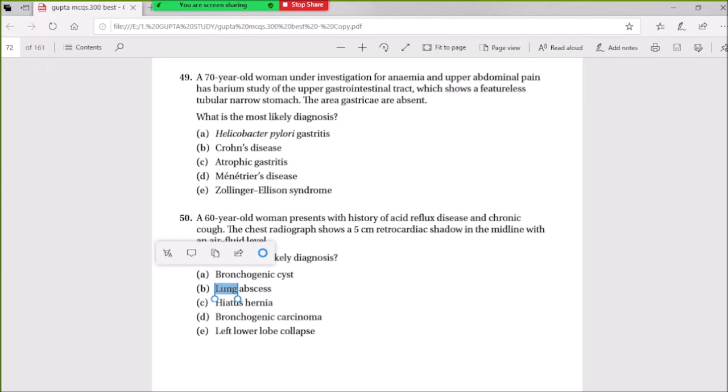It cannot be a lung abscess, because a lung abscess will be seen in the lung. A bronchogenic cyst is also seen in the subcarinal region. Bronchogenic carcinoma is seen in the lung, and left lower lobe collapse is also seen in the left lung. So the most likely diagnosis is hiatus hernia.